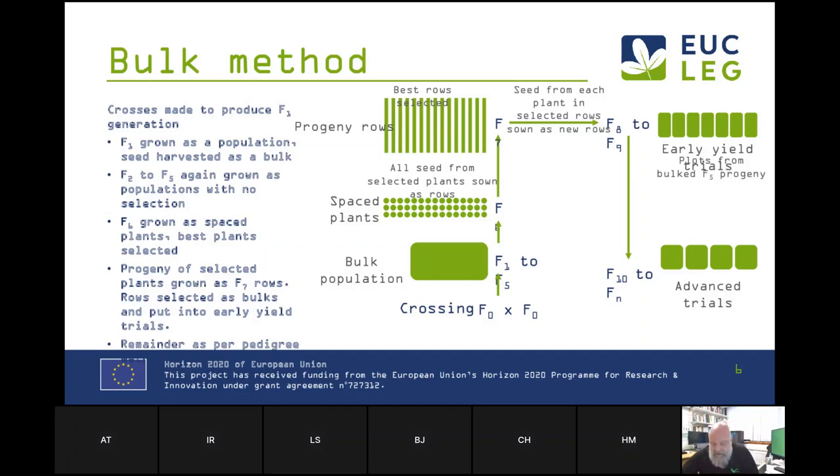Once the population gets to a suitable level of homozygosity, usually F6 generation or higher, then selection starts. The remainder of the method progresses as per the pedigree method in the previous slide. Generally, there's only one generation of row selection.